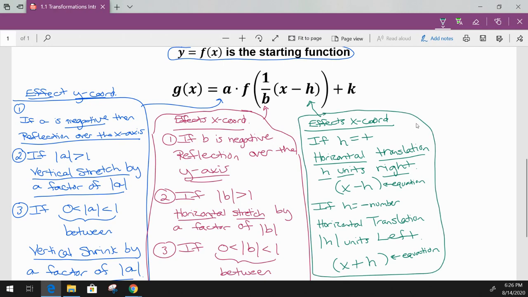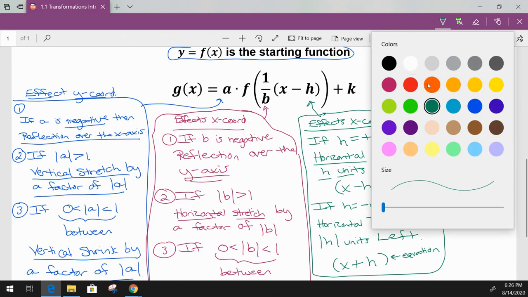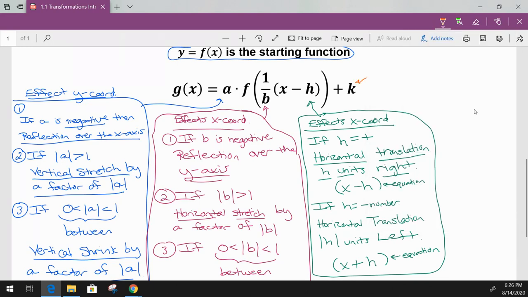All right, so the last one that we have to define here is our k. Use orange. So your k is responsible for your vertical translations up or down. It is going to affect the y coordinates. Again, things that are on the outside of the parentheses. So the a gets multiplied, it's on the outside. K is being added or subtracted on the outside. It's going to affect the y coordinates.